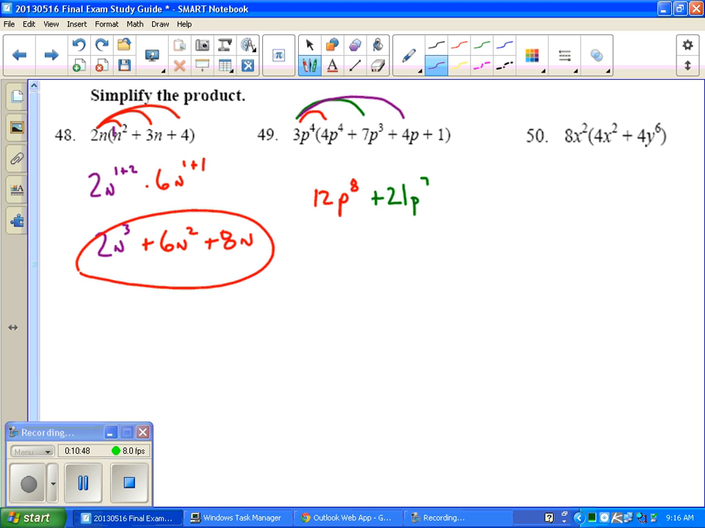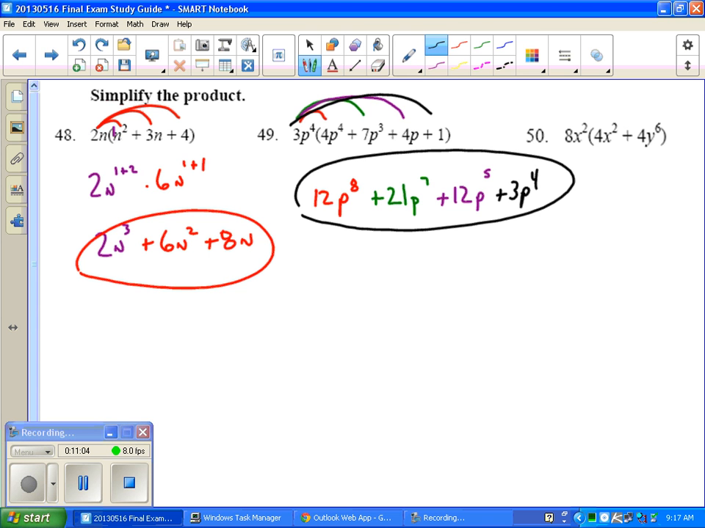3p to the fourth times 4p. Again, 3 times 4 is plus 12. P to the fourth plus 1 is p to the fifth. And then the last one, 3p to the fourth times 1 is plus 3p to the fourth. Again, a lot of terms up there, a lot of exponents shown. Make sure you don't lose them.